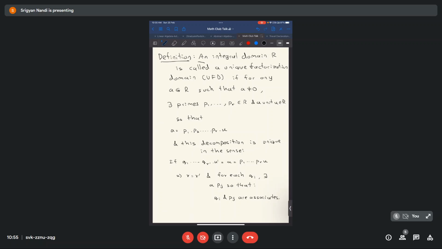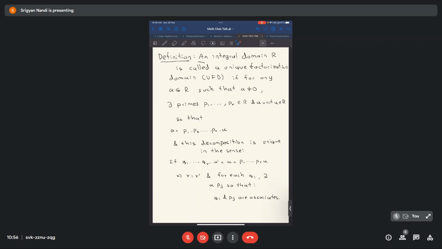So an integral domain R is called a unique factorization domain, or more shortly a UFD, if for any non-zero element A in R, there are primes P1 to PR in R and a unit U in R such that A can be expressed as P1 into PR into U. And we say that this decomposition is unique in the sense that if Q1 to QR' into U' and P1 to PR into U are two such prime decompositions of A, then there are the exact same number of primes in both decompositions, which is R is equal to R'.